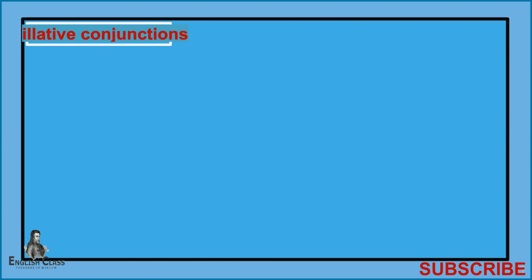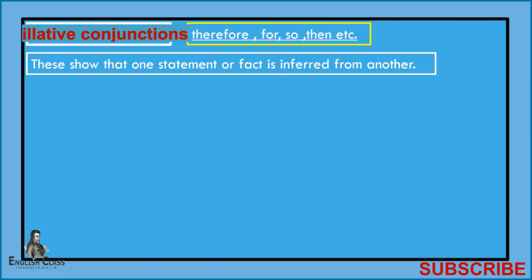First of all, relative conjunctions. What are relative conjunctions? Like therefore, for, so, then. These are some examples of relative conjunctions. Actually, relative conjunctions show that one statement or fact is inferred from another. What does it mean? Inferred from another means to say one statement or one clause is the result of another statement.